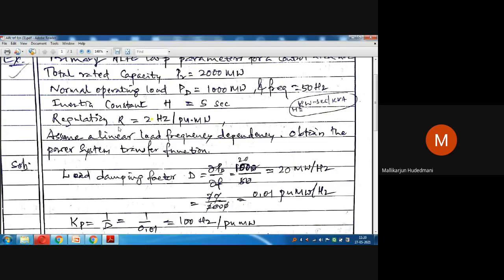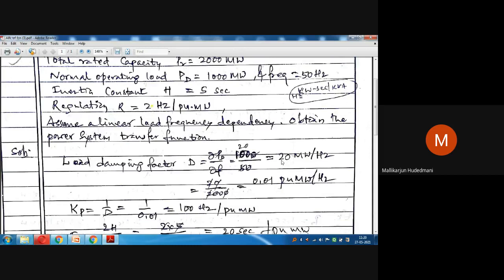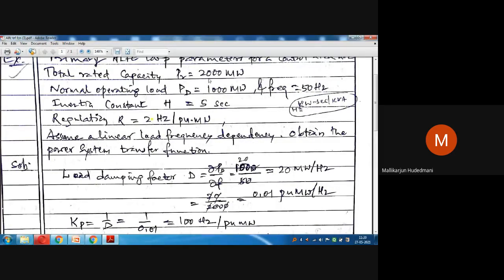But you have droop in PU. Hence, it becomes necessary to express 20 megawatt per hertz in per unit. Divide it by the plant capacity. What is the capacity of the plant? 2000. When I divide by 2000, it becomes 0.01 PU megawatt per hertz. Megawatt becomes per unit this time. So this I am going to use as D. The only intelligence is how to get D.